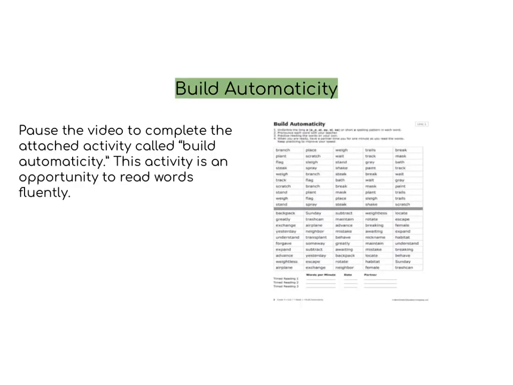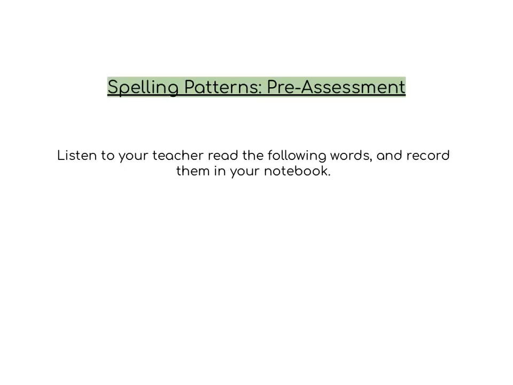Now pause the video and complete the attached activity called Build Automaticity. This activity is an opportunity to read words fluently. Now you're going to write some words with a short and long A sound in them. Write these words in your notebook. I'll say the word and use them in a sentence. You write the word. Feel free to pause the video if you need a little bit more time to write the word down. The first word I want you to write is Tuesday.